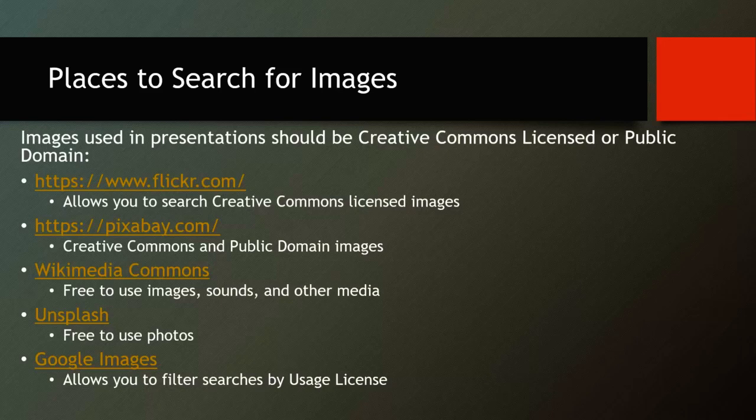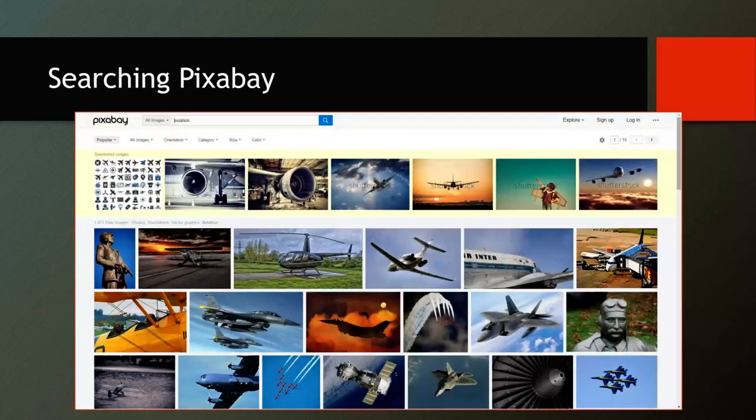Unsplash.com is a great site offering high-quality photos for use under what is essentially public domain. And you can even manipulate some of the search filters in Google Images to find Creative Commons licensed images. Searching Pixabay, Unsplash, and Wikimedia Commons is really easy since they only offer open licensed images.